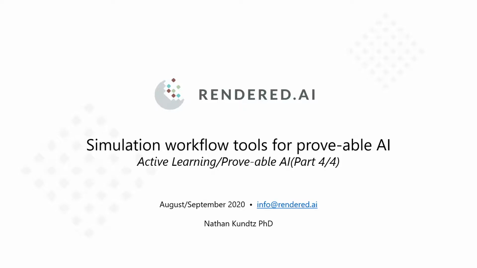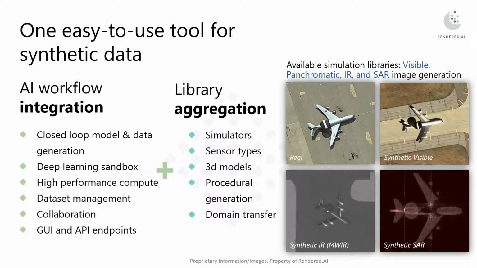All right, welcome back. In the first few segments of this, we've talked about the importance of data generation to artificial intelligence. We introduced the concept of physics-based data generation and the reasons why that's important. And then we talked a little bit about the workflow associated with these data generation processes. Now I want to introduce our tool, which is designed to help you actually manage that workflow.